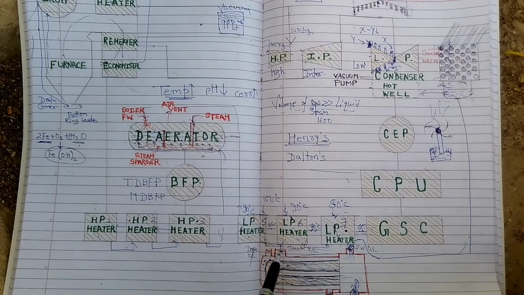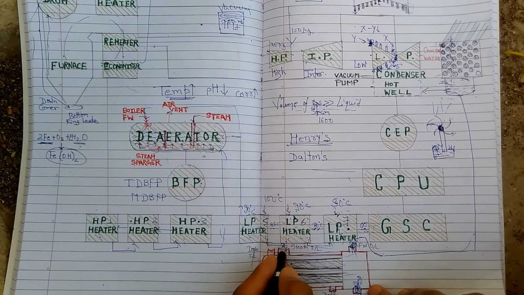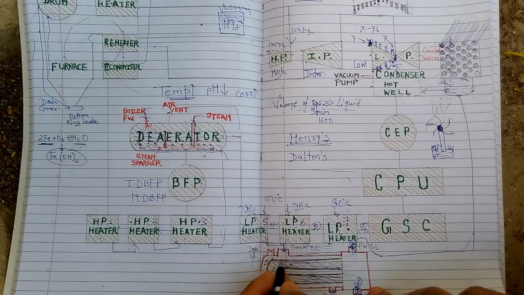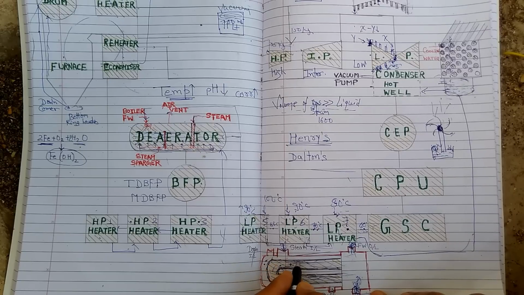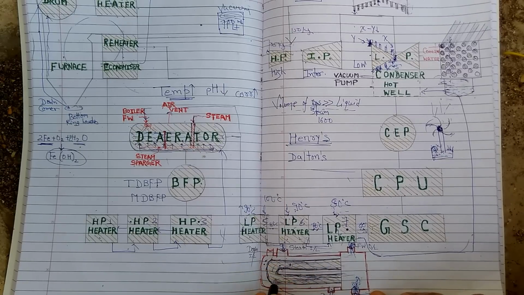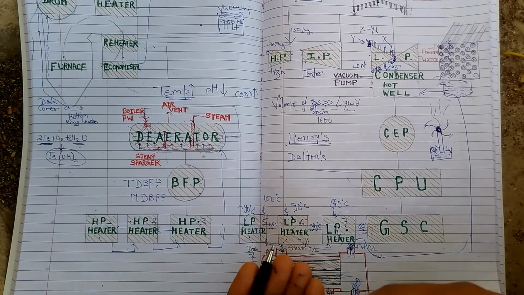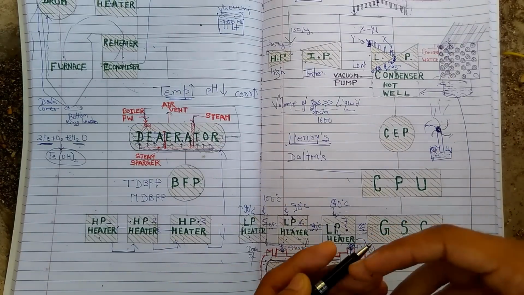Now I want to explain how the steam comes. The steam is injected from here. Steam is coming from here, and when it comes into contact with this cold feed water line, it will exchange some heat and the steam will get condensed while the feed water temperature will increase.